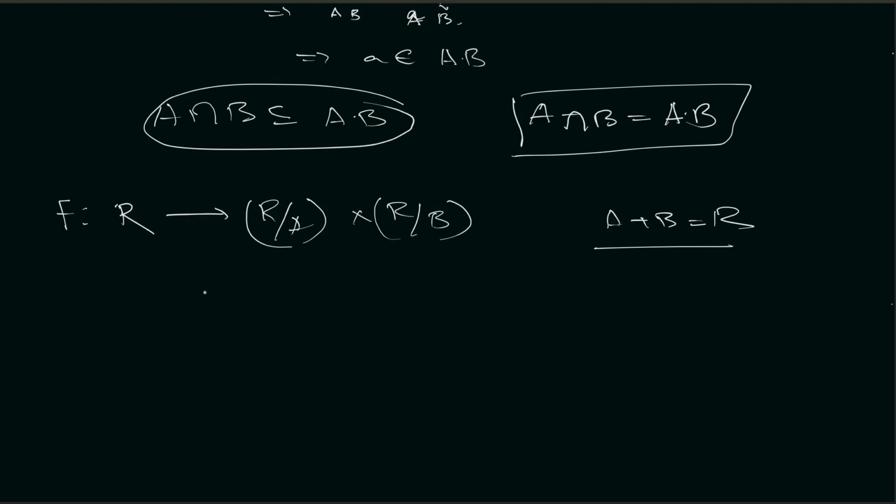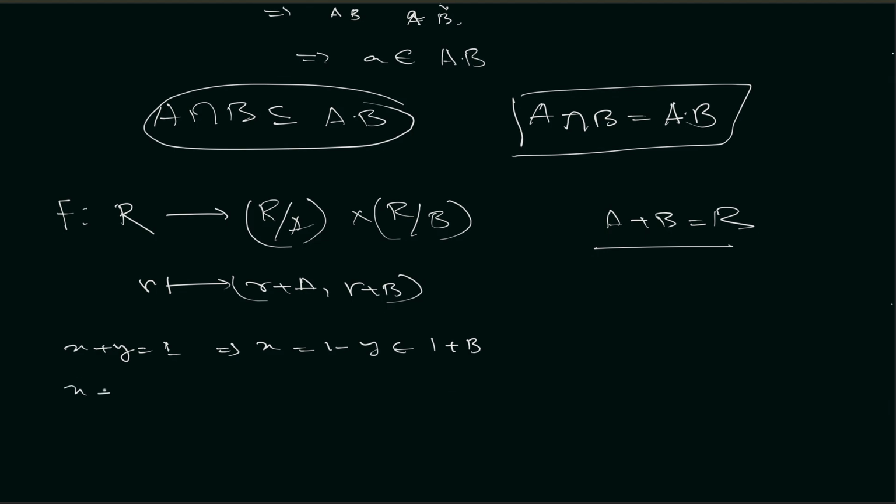So your map is, any r goes to r plus A comma r plus B, and this is a well defined map, right? So I have a piece of information that x plus y equals 1. From here I can write x to be 1 minus y, and 1 minus y is in B, so x is in 1 plus B. Also, x minus 1 equals minus y, which is in B. If and only if this x plus B is equal to 1 plus B, is it not?